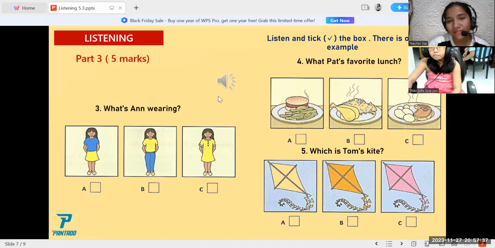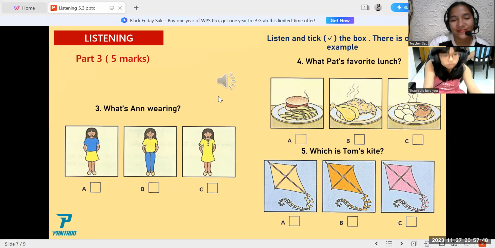Three. What's Anne wearing? Can you see Anne? Yes. She's there, next to that boy. Is she wearing a dress? No, she's wearing jeans and a t-shirt.